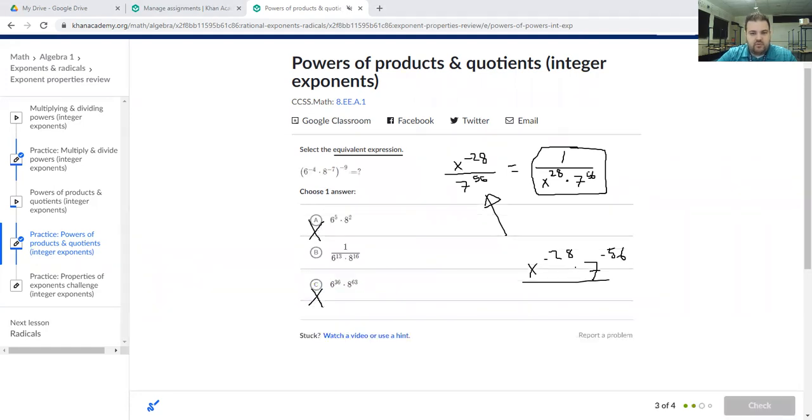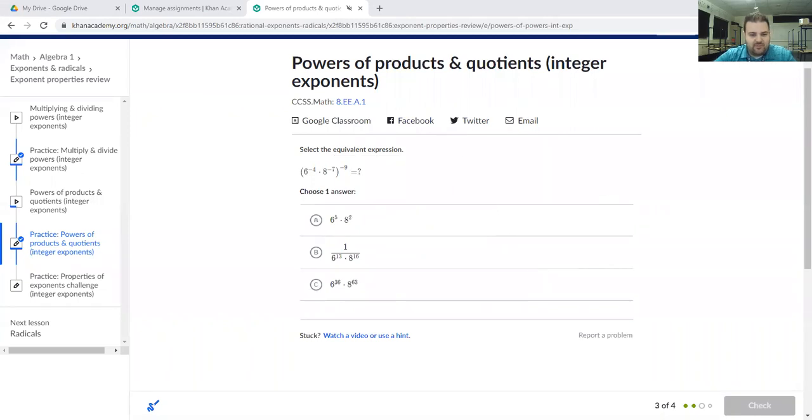Let's go ahead and take a look at two more. Let's see if they throw us any more curveballs like that. 6 and 8, two different bases. Negative 9 is going to come down and multiply by the negative 4. Negative 9 is going to come down and multiply by the negative 7. So you end up with 6 to the negative 4 times negative 9, that's a positive 36. Times negative 7 times negative 9 is a positive 63. And that should be the answer. Is that down there somewhere? The bottom one. C is the right answer.